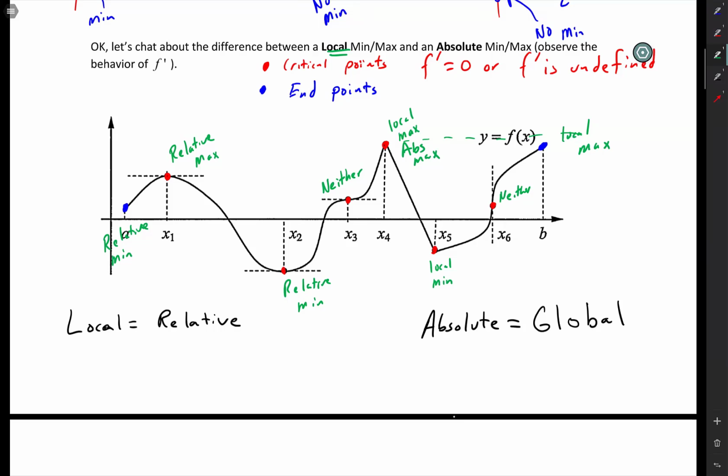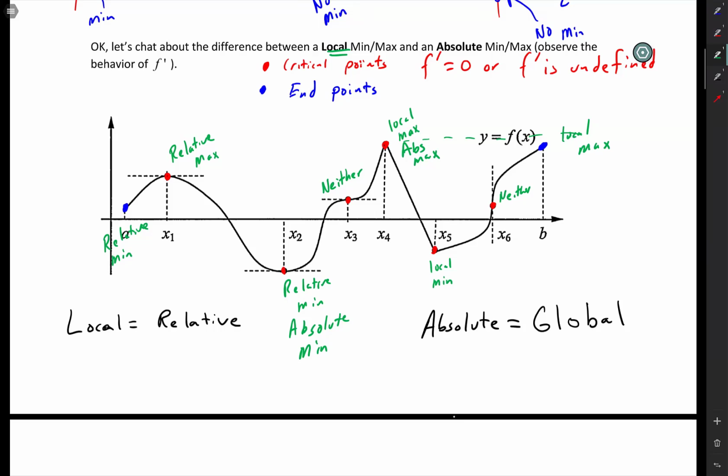I should have made the B one a little lower. Next time I'll do that. Which one looks like the absolute min? Absolutes are also local, are also relative, because in the vicinity, those are either the lowest or highest points. So absolutes are also relative.